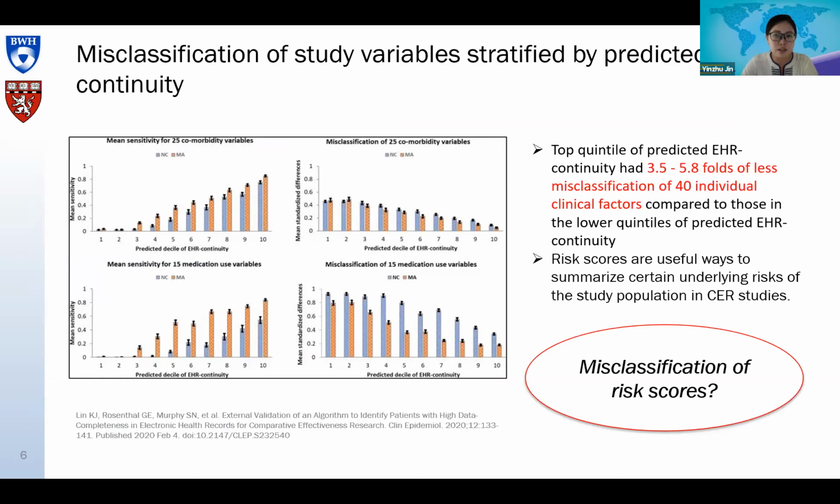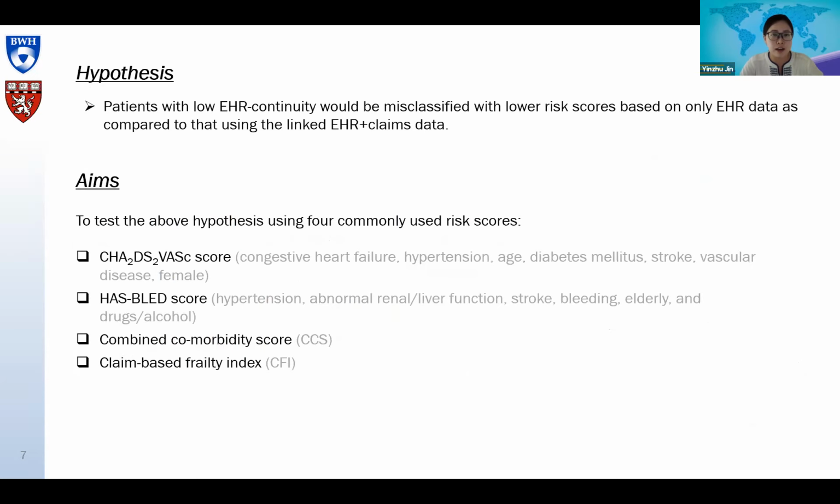In addition to individual clinical variables, risk scores are useful ways to summarize certain underlying risks of the study population in CER studies. However, it is not yet studied how EHR continuity may impact some risk scores and phenotyping algorithms that are widely used in CER studies. So we hypothesized that patients with low EHR continuity would be misclassified with lower risk scores based on only EHR data, as compared to those using the linked EHR plus claims data.